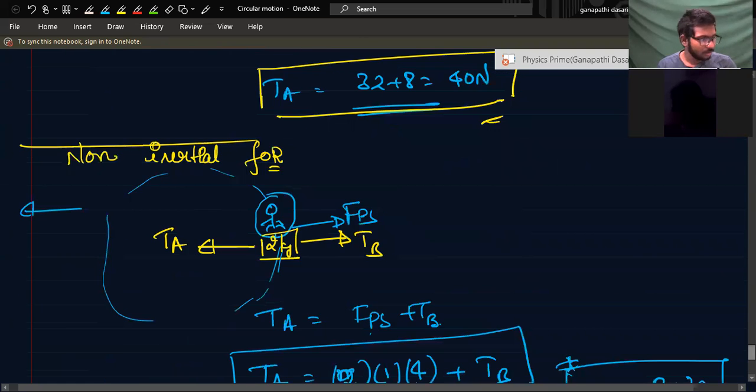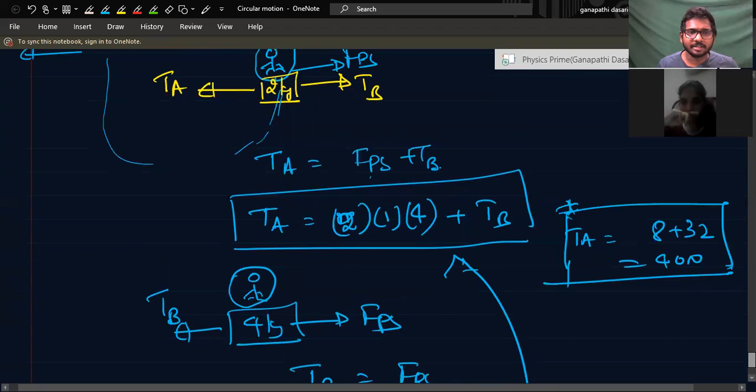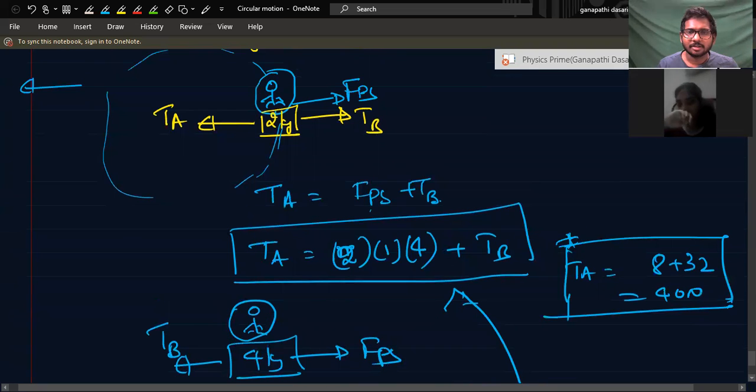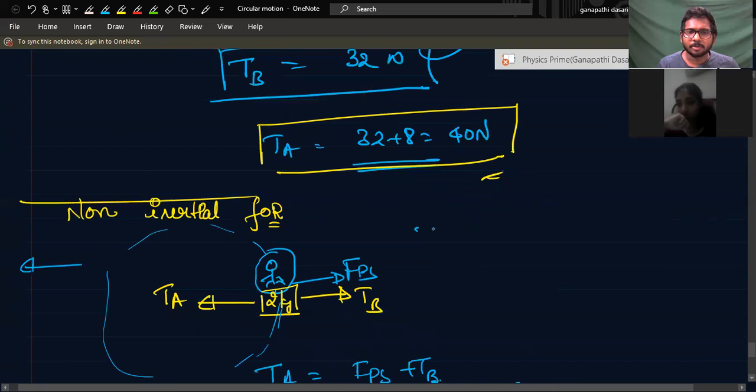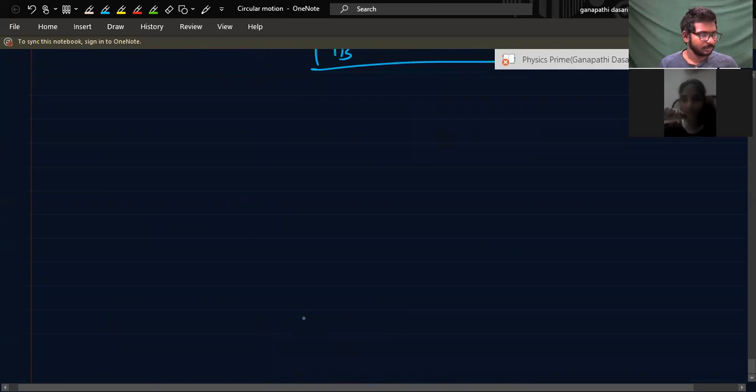But here, when you're writing for a non-inertial frame of reference, you should say with respect to the block. You're sitting on the block and observing. Did you understand? Okay.